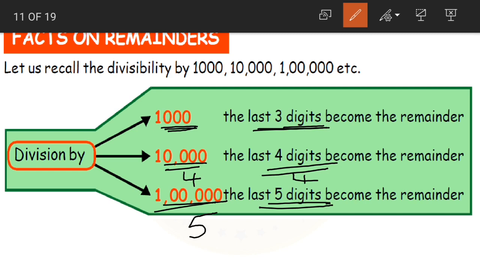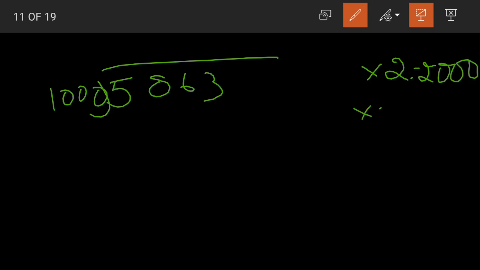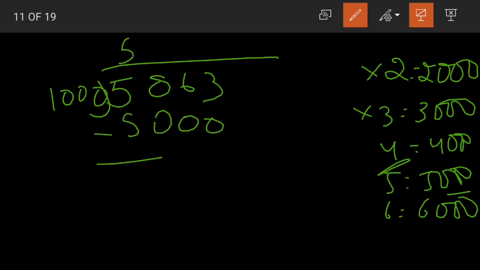Suppose a question is given as divide 5863 by 1000. Let us divide and see. In 1000, 1000 ones are 1000, twos are 2000, 3s are 3000, 4s are 4000, 5s are 5000, 6s are 6000. Yes children, this 5863 comes between 5000 and 6000. We are going with the smaller number. 1000 5s are 5000. When we subtract, what will be remaining? 863.